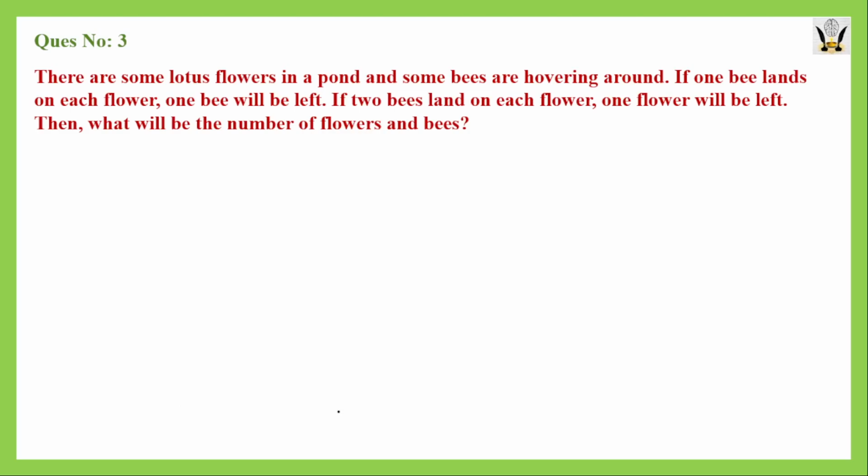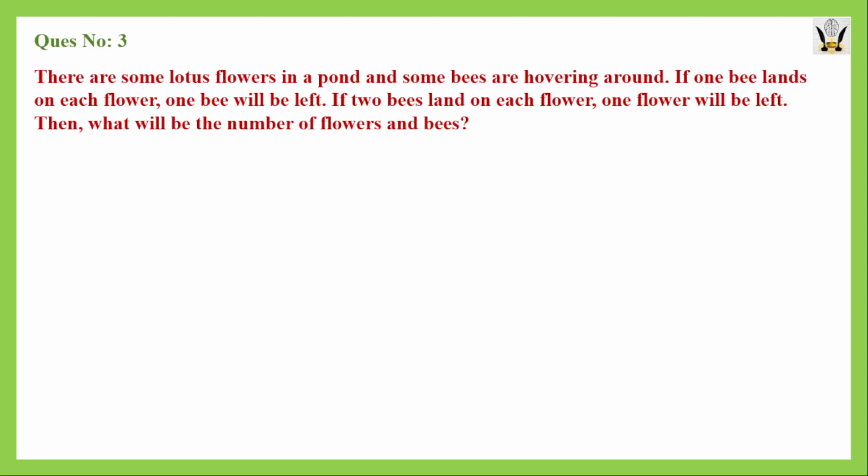Now the next one. Next sum says that there are some lotus flowers in a pond and some bees are hovering around. Fine. If one bee lands on each flower, then one bee will be left. If two bees land on each flower, then one flower will be left. Then what will be the number of flowers and bees?